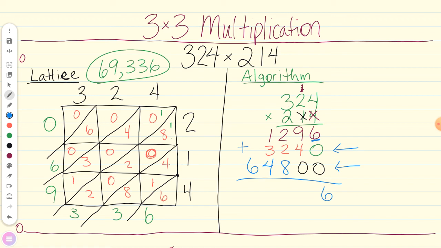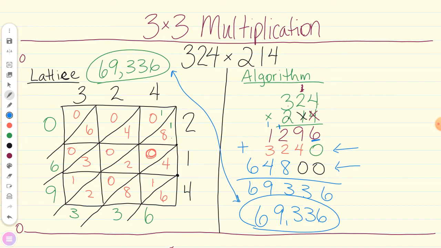So 6. 9 plus 4, just say it out loud. 13. 3, regroup, and let's not forget about that 1 up there. So what's 1 plus 2? 3 plus 2? 5 plus 8? 13. So 3, regroup. 1 plus 1? 2. Plus 3? Plus 4? And then our 6 drops. Do we agree with ourselves? Yes. There we go.